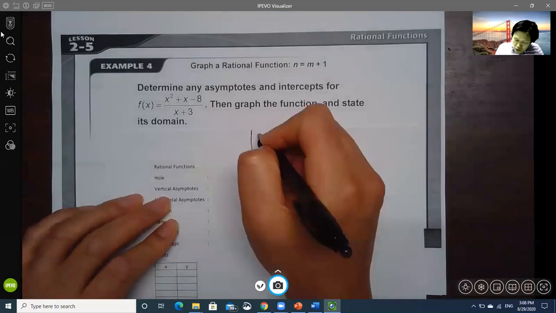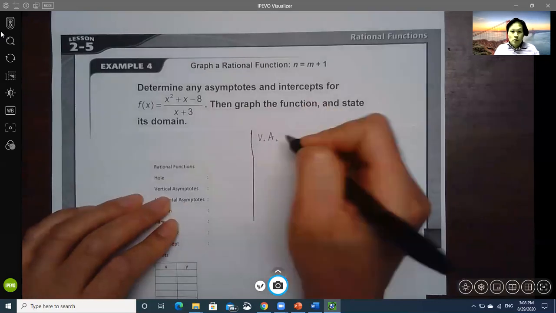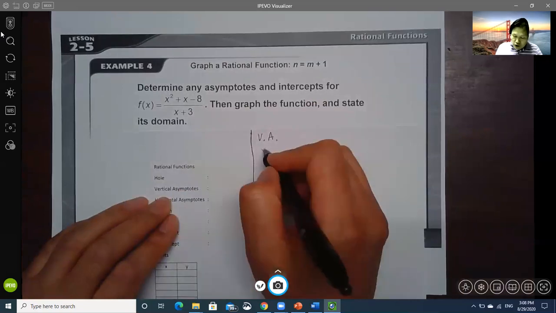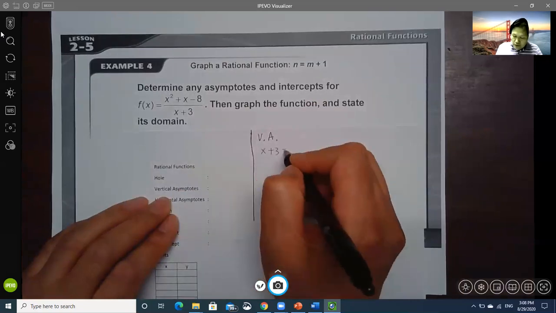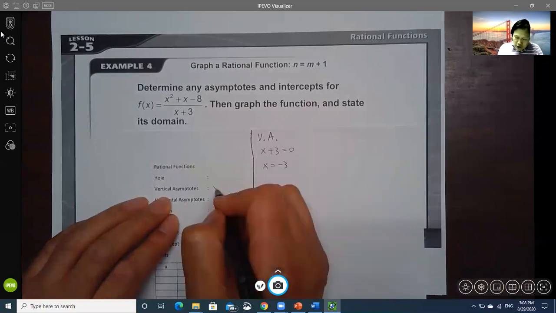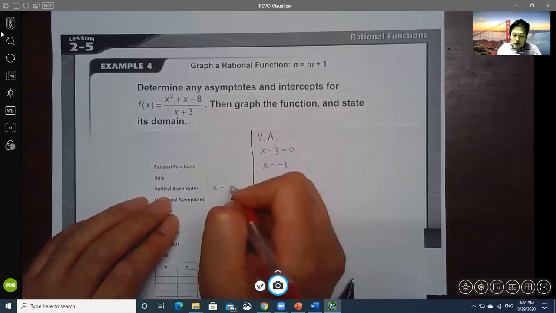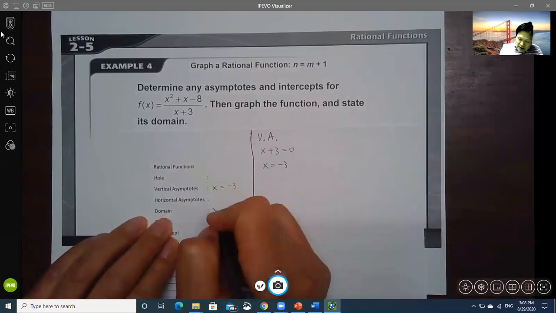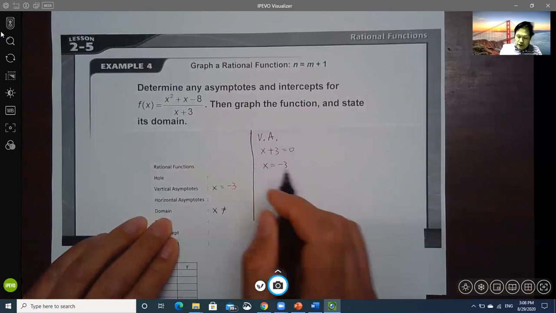Vertical asymptote. So the vertical asymptote is what? Let the denominator equal 0. So you've got x plus 3 equal to 0, so x equal to minus 3. You've got a vertical asymptote x equal to minus 3. And we were asked the domain, so let's knock that off. The domain is x is not equal to minus 3. Okay.